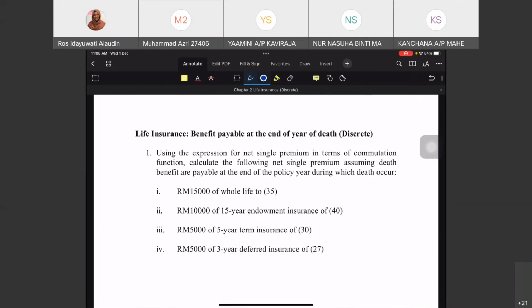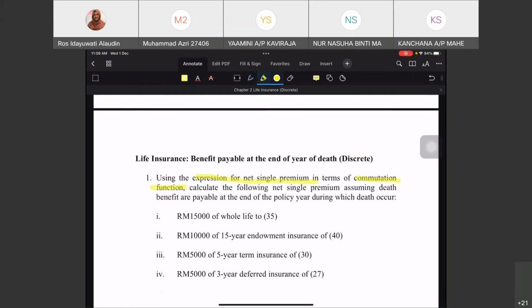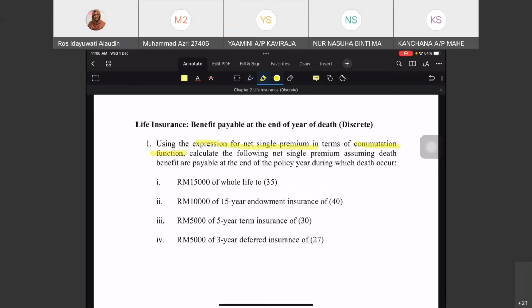Okay, we try one more question for discrete. Using the expression, you just need to use the commutation functions, so you don't have to refer to the table. You can refer to the table for the ILT. Okay, we try number 1.